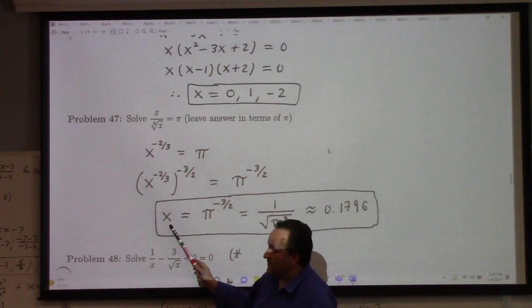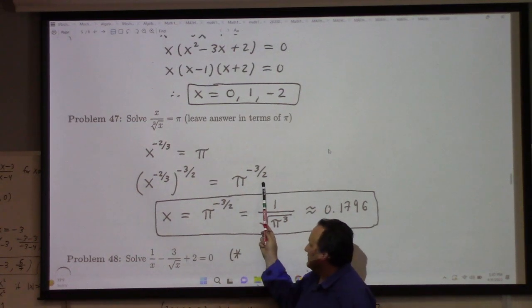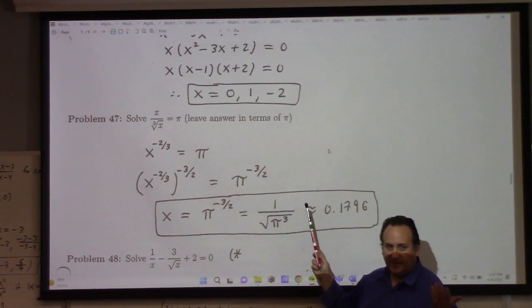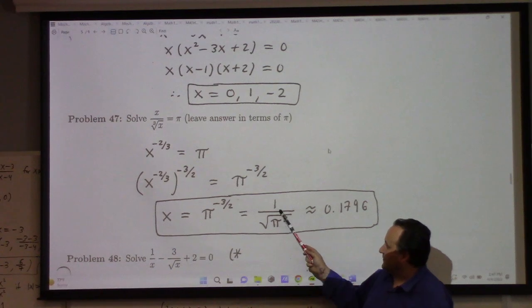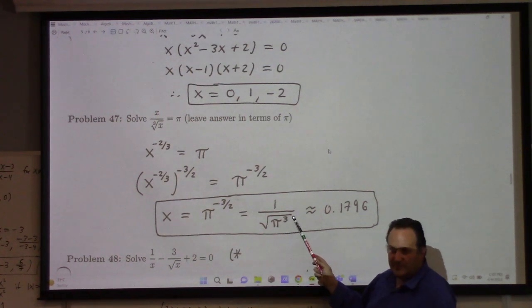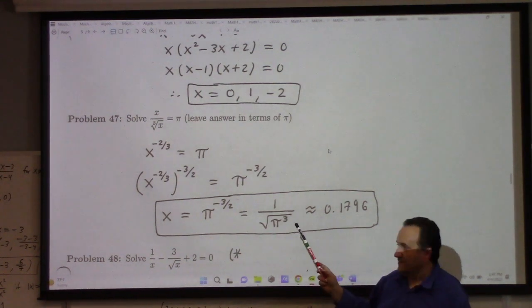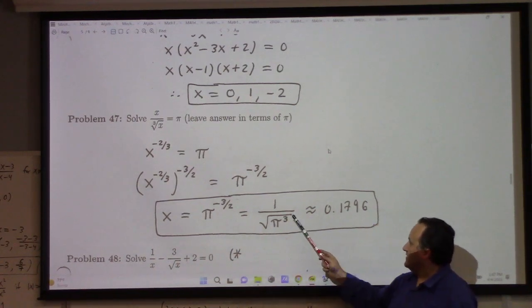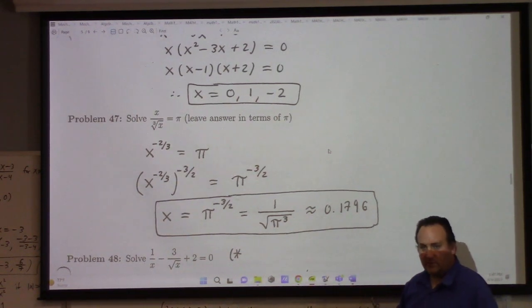X to the 1 is x, right? And then I got pi to the minus 3/2. Now pi to the minus 3/2 is just a number. You could rewrite it. It's 1 over the square root of pi cubed. I mean, is that better? I don't know. This is a perfectly good answer. It's approximately 0.7196 for what it's worth.